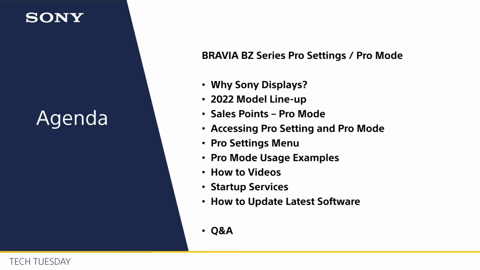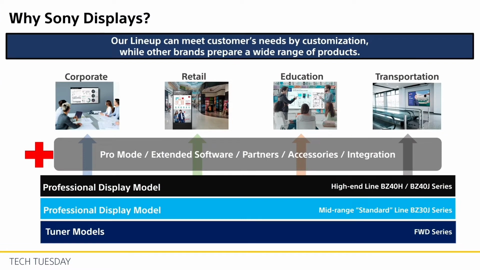And then we'll talk about the startup services, which is a submenu within the Pro settings menu that has some embedded apps that are very useful. I'll talk about those. And then finally, how to update the unit and make sure that we're using the latest software and the latest feature set. So I'll go ahead and get started here.